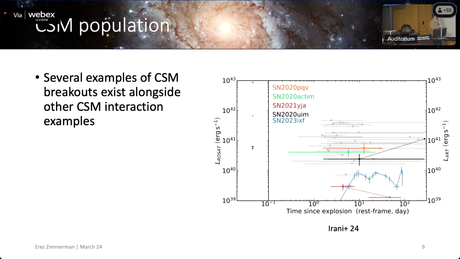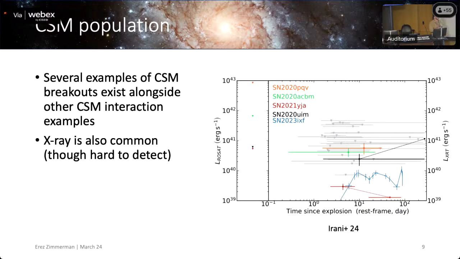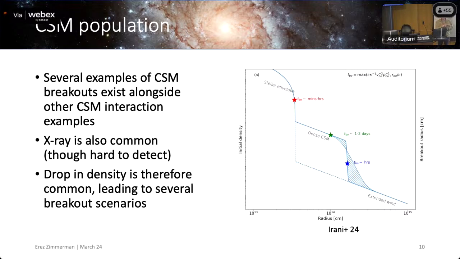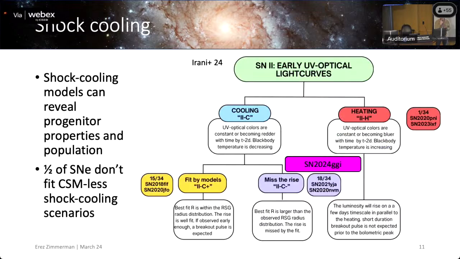Next, we can look at the X-rays. So the X-rays are more abundant than we typically think. This study by Irani is showing that a lot of supernovae actually have X-rays coming from late time emission. So that would be the extended wind. So this drop in density is probably pretty common. So you have the confined shell, and then you have an extended wind coming out, and this creates several possible breakout scenarios. One would be the classical one from the stellar edge, one would be in the dense CSM, and the other would be at the edge of the CSM, if the CSM is so thick that the shock will only break out at the edge of the CSM. These could be further investigated.